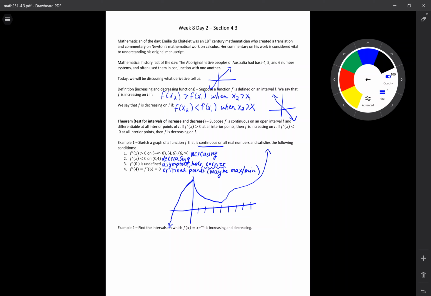So what happens here at the point 6? Because we know that f prime of 4 is equal to f prime of 6 is equal to 0. So here at 6, this is a critical point, but it's not a max or min. We're going to talk about this here in a second, actually. But this is a critical point that's not a max or min.